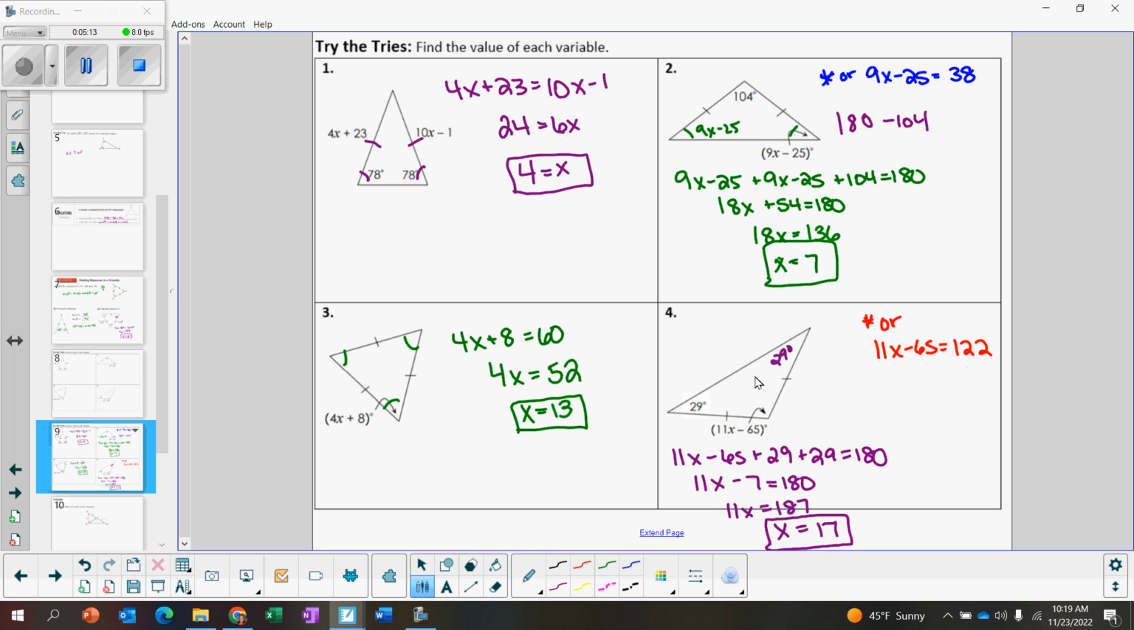And in number 4, I'm again isosceles because these are marked the same. So if that's 29, that's 29. So the vertex angle, 11x minus 65, plus 29 plus 29 equals 180. We get x is 17. What I could have done here is taken the two 29s, taken them away from 180, and I would have gotten 122 for this angle on its own. And I could have done 11x minus 65 equals 122.